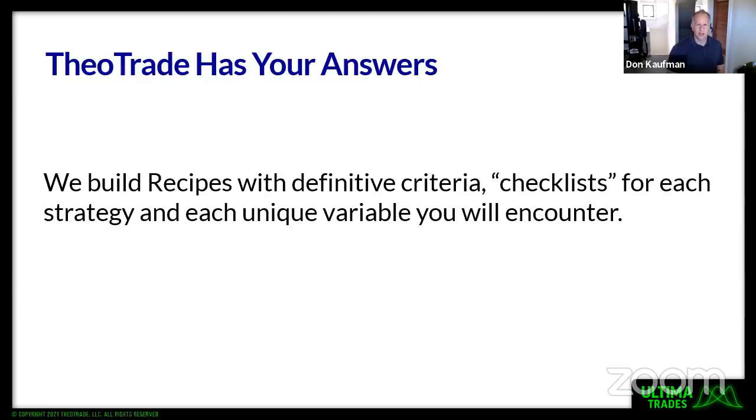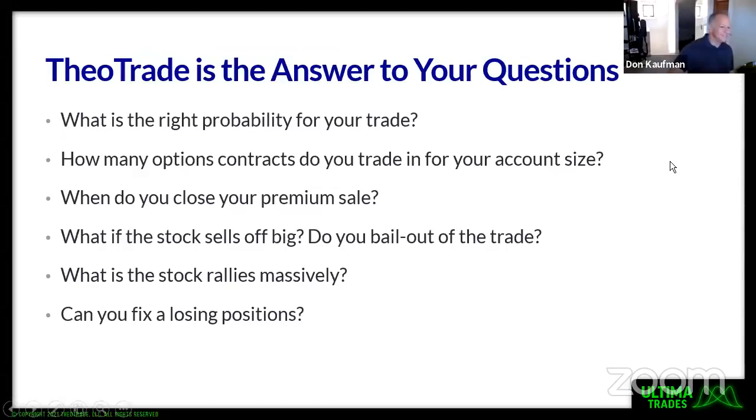What do you mean variable? What happens if expiration is coming? Do I even have this position on? Dividends are coming inside of the Spiders. Oh my, it's expiration cycles. Okay, I can go through 50 different variables. You need to have yourself covered. Okay, TheoTrade is the answer to the questions.